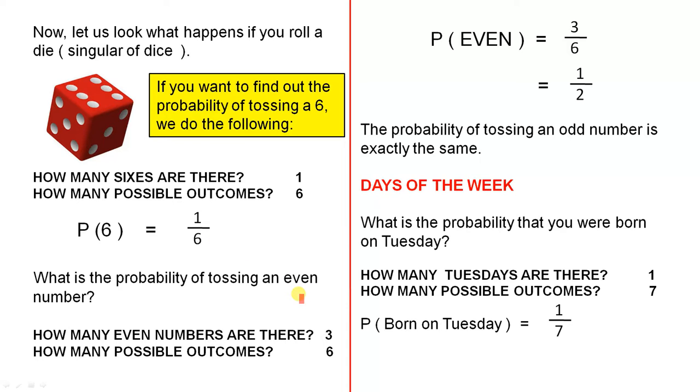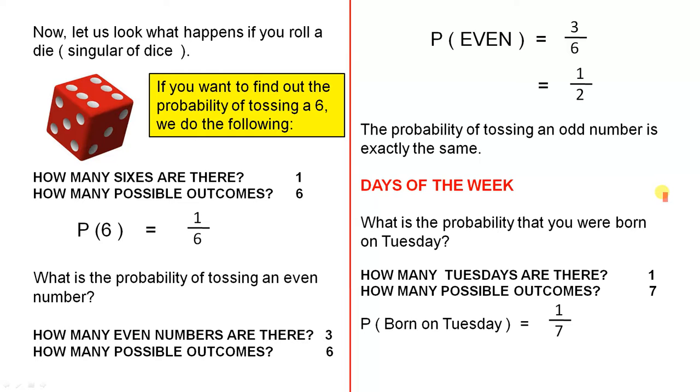What is the probability of tossing an even number? How many even numbers are there? 3. How many possible outcomes? 6. Now the even numbers are 2, 4, 6, but there are 6 numbers altogether. So the probability of throwing an even is 3 over 6, which is a half. The probability of tossing an odd number is exactly the same, because there are 3 odd numbers.